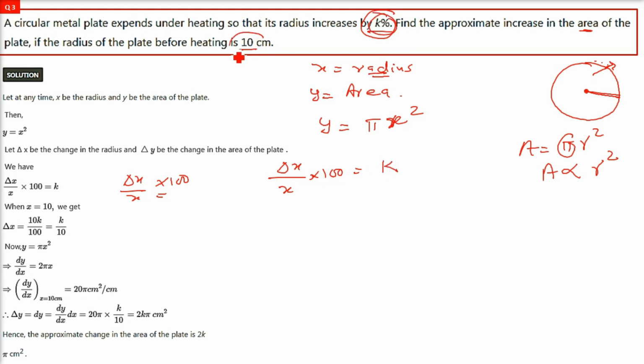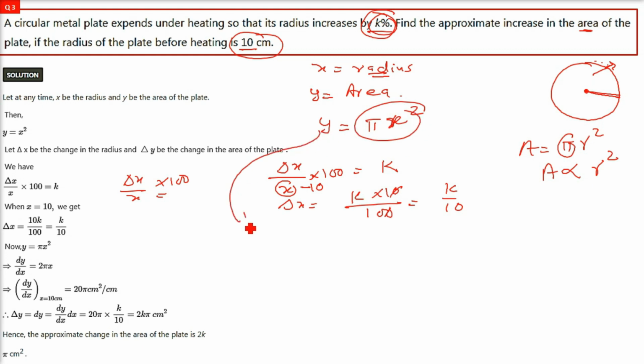Alright, so if the radius is 10 centimeter, what will be delta x? X is 10. So multiply this k into 10 divided by 100. So it will be, you can cancel the zeros, k by 10. So this is your delta x. And this y is pi x squared. So first we have to find out dy by dx. So dy by dx is pi, and I'm differentiating this one. Pi into x square will be 2x. So 2 pi x is dy by dx.